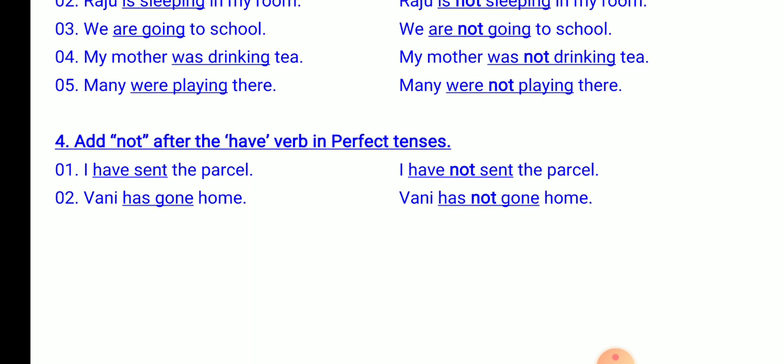Now, let us revise the fourth part. Here you have have and has followed by the past participle. You are adding not after have or has and the sentence becomes negative. Are you okay, children, with this?